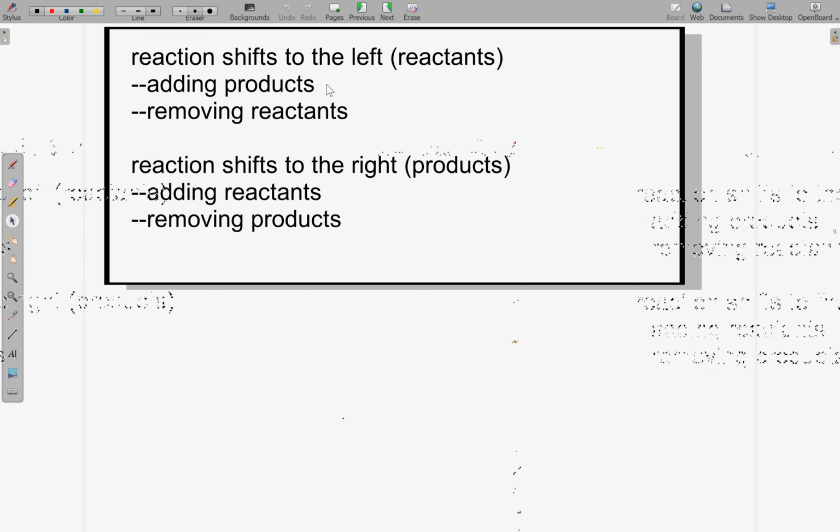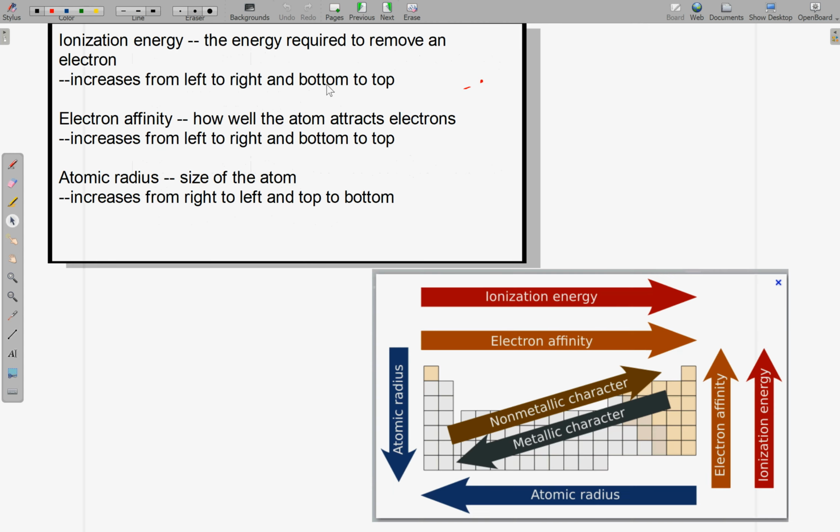If you add reactants or remove products, it's going to shift towards the products. Okay? Pause the video if I go too fast and you need to rehear something or write something down.